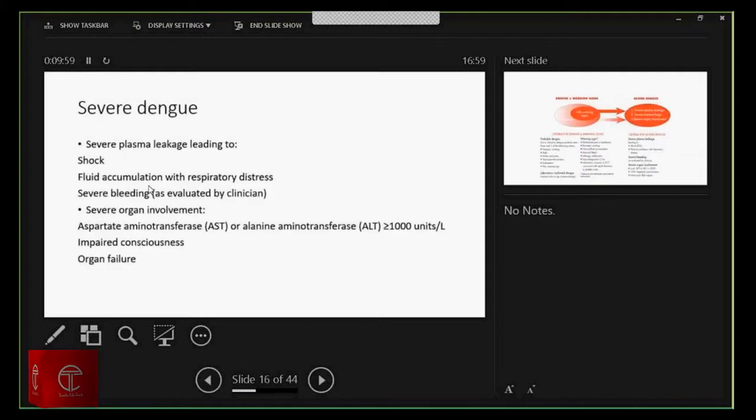Severe dengue, they will have features of shock. There will be fluid accumulation with respiratory distress, and they can have features of severe bleeding and organ involvement. So LFTs, if they are done at this stage, the aminotransferase would be more than 1,000 units. They can also have neurological manifestations like impaired consciousness, and they can have multi-organ failure.